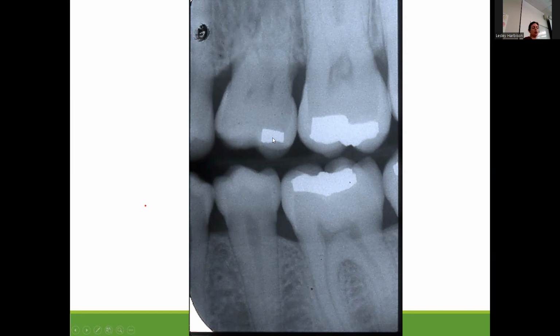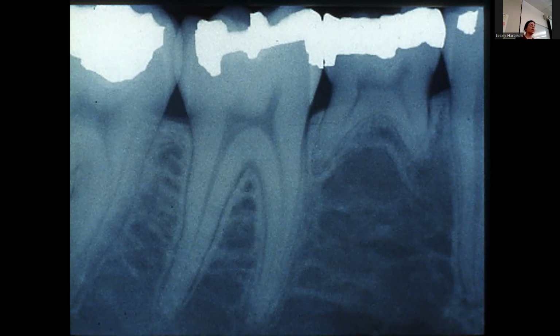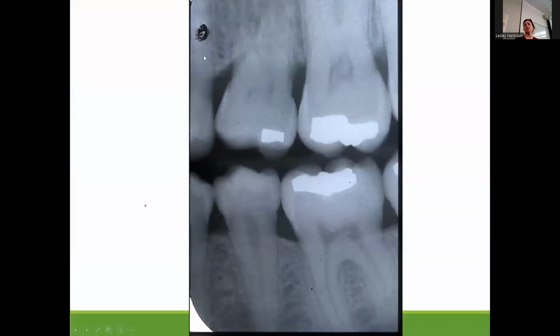If I back up one, you can also sometimes see, if it didn't have this huge filling, the DEJ on baby teeth looks different than the DEJ on adult teeth. There's just lots of variation. So that was the other thing that made this one look a little bit suspicious, is that the DEJ looks almost more permanent. But anyways, nevertheless, that's what it's supposed to show. And you can see that it has short roots.